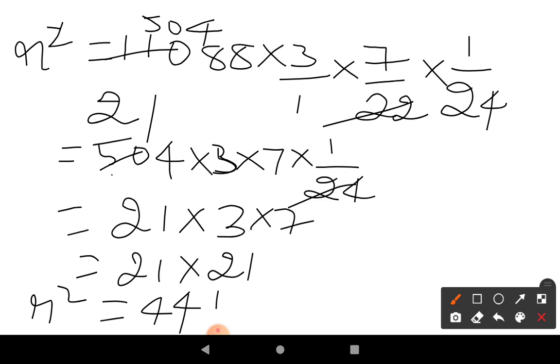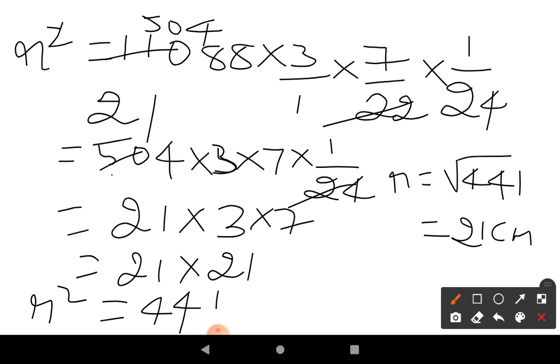Okay, so when you apply root, r is equal to root of 441. You can easily identify the square root because we multiplied 21 into 21 to get 441. So root of 441 is nothing but 21 centimeter. Okay guys, I hope you understood this sum. So the radius of the cone is 21 centimeter.